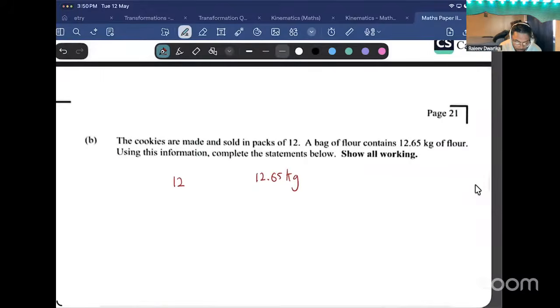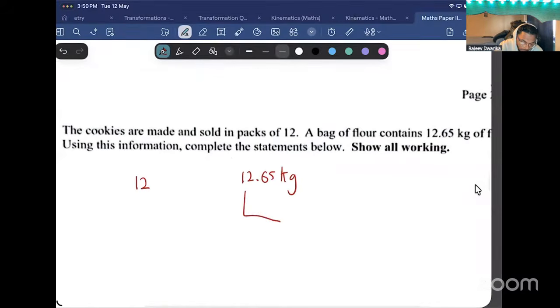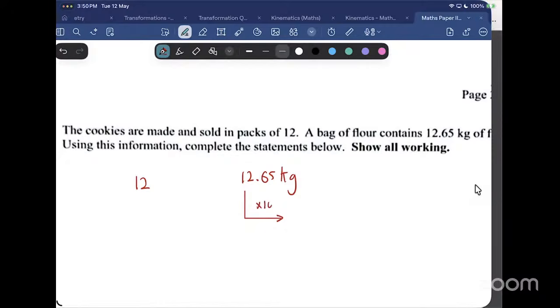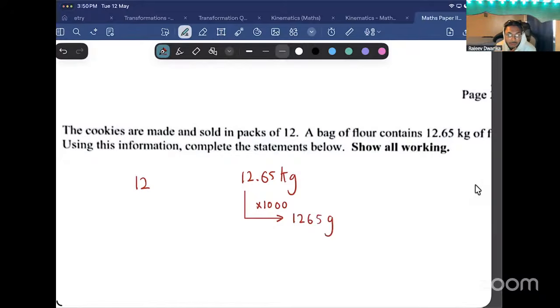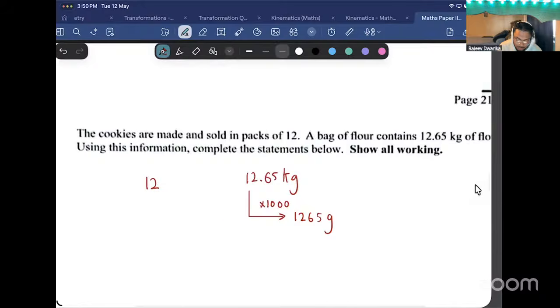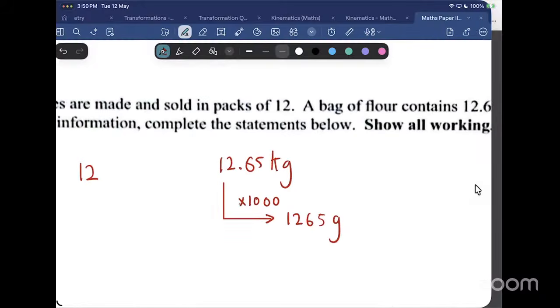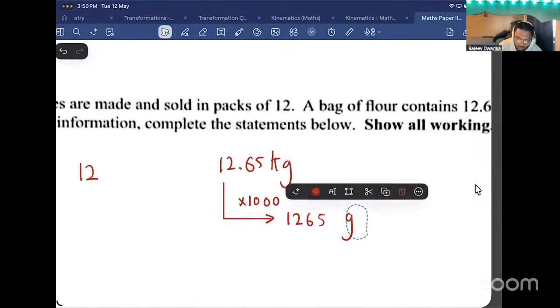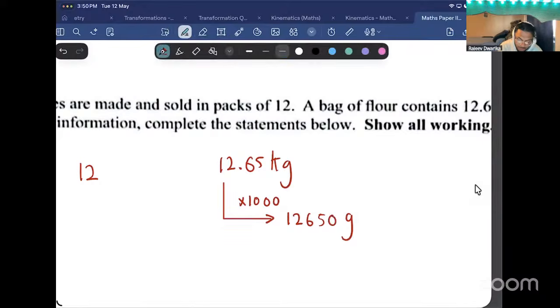Wait, so we should probably convert this to grams, right? Because all of our ingredients are in grams. So you'd multiply this by 1,000. What would you get? I got 12,650, because it'll be 12,650.